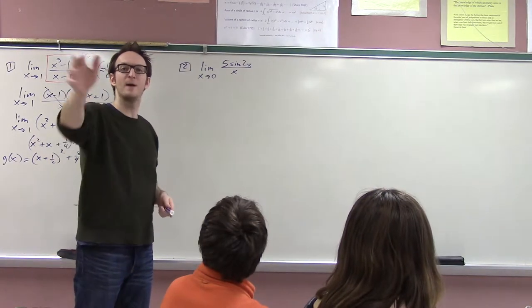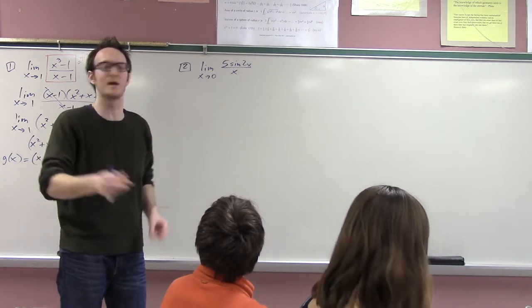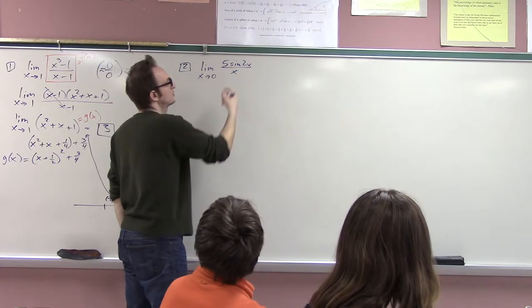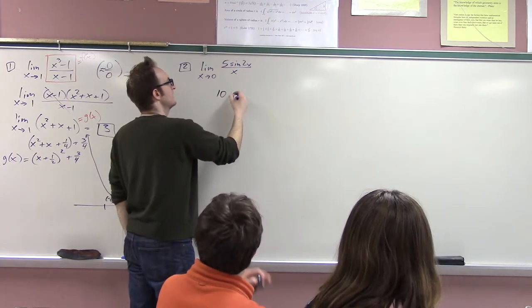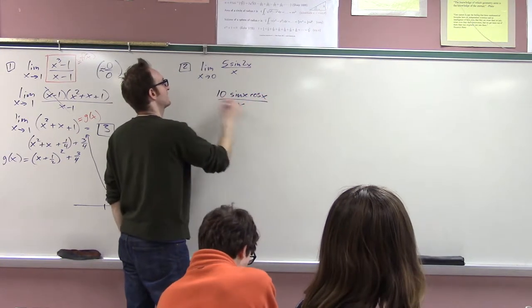Okay, so several of you said something about a trig identity. Yeah, we can do a trig identity. So sine 2x is 2 sine x cosine x. So this becomes 10 sine x cosine x over x.